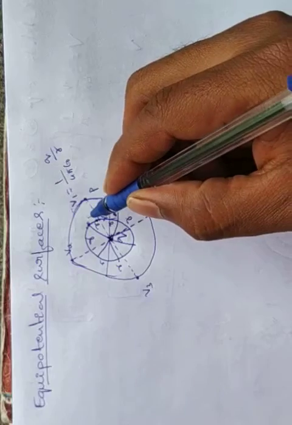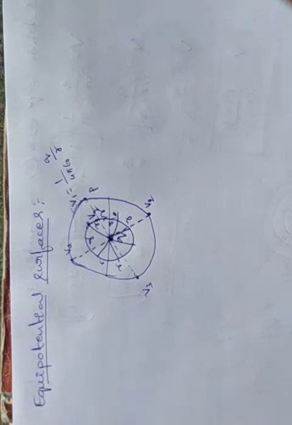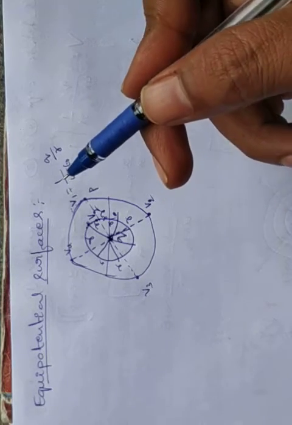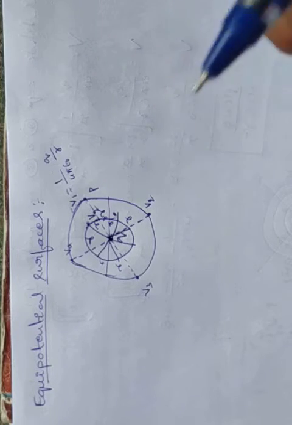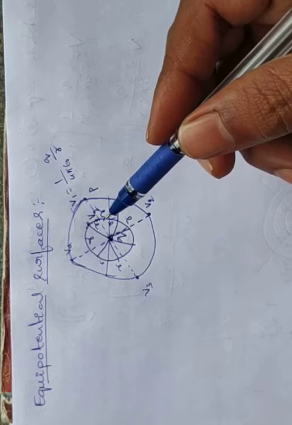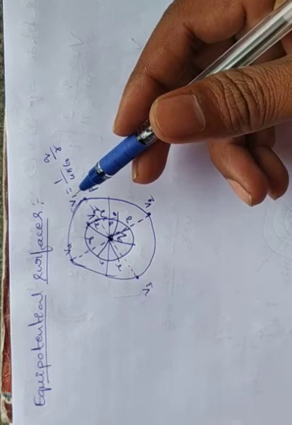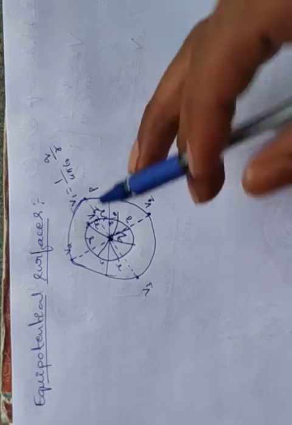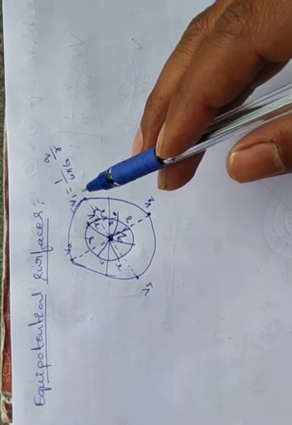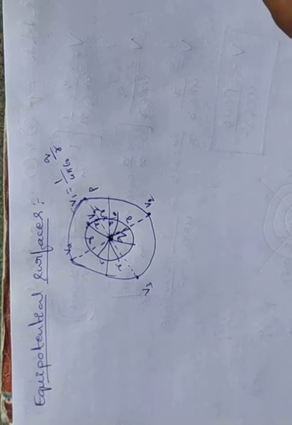Suppose here V1 is there and here V2. Where is the higher potential, near V1 or near V2? We know that the point near the charge has the higher potential, because if you move away from the charge the potential decreases. So V2 is having the higher potential and V1 is having the lower potential. We always move from higher potential to lower potential. You have to remember that.